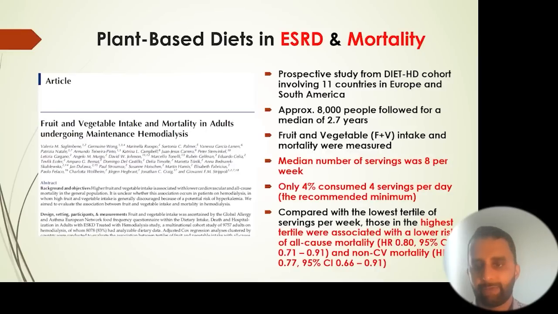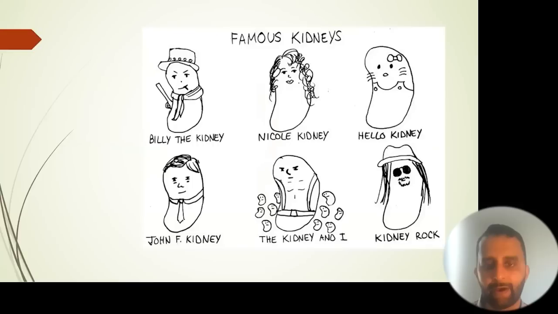And the final finding was that those in the highest tertile of fruit and vegetable consumption were associated with a lower risk of all-cause and non-cardiovascular mortality. So it suggests that perhaps these foods may be healthy even in those who are on dialysis. And this is kind of the halfway point.